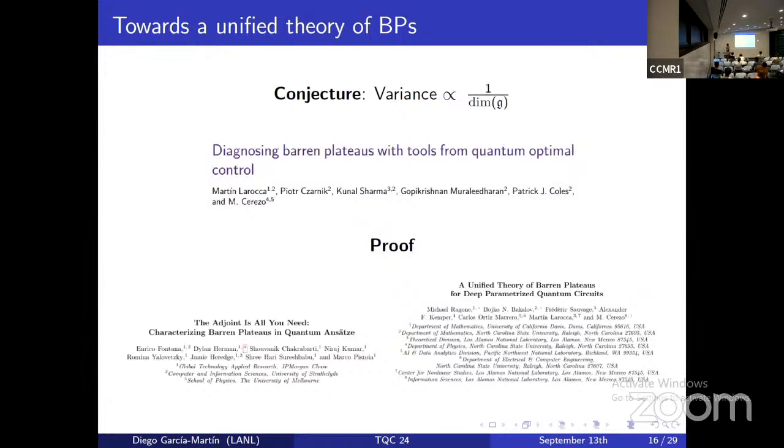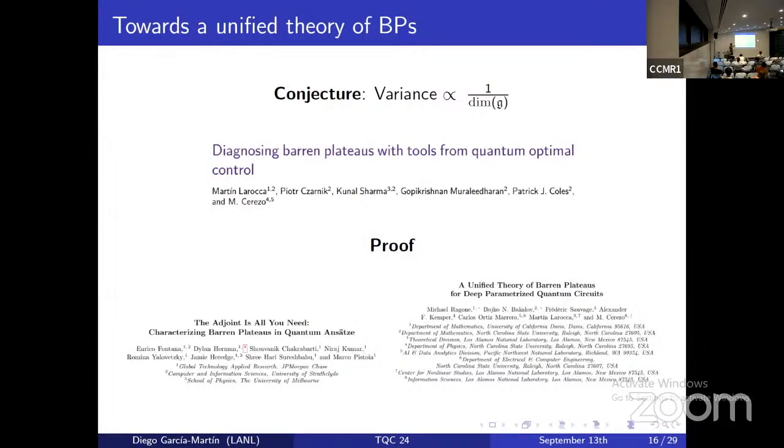So the goal, again, of a unified theory of barren plateaus is: you give me a circuit architecture, you give me a dynamical algebra, and then you ask, what is going to be the variance of the expectation values at the output of the circuit? There was a paper from 2021, I think, by Martín Larocca and Marco Cerezo and some other folks at Los Alamos, where they conjecture that this variance should be inversely proportional to the dimension of the Lie algebra of your circuit. And this result was proven recently, last year, in two independent and basically simultaneous papers.